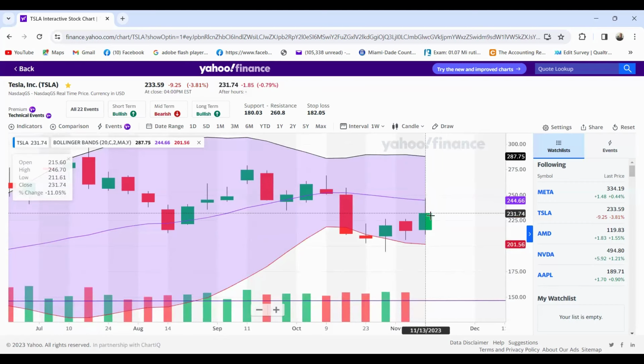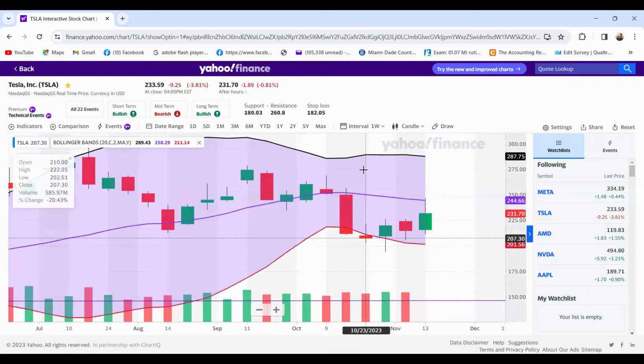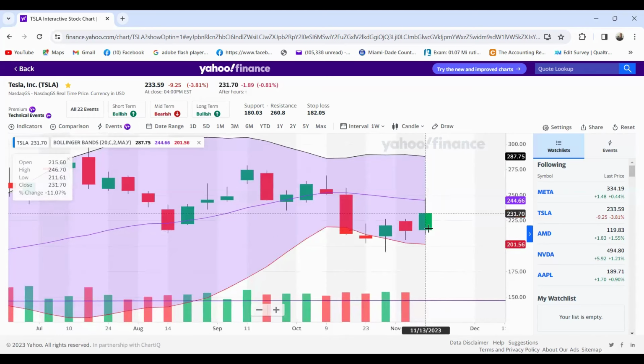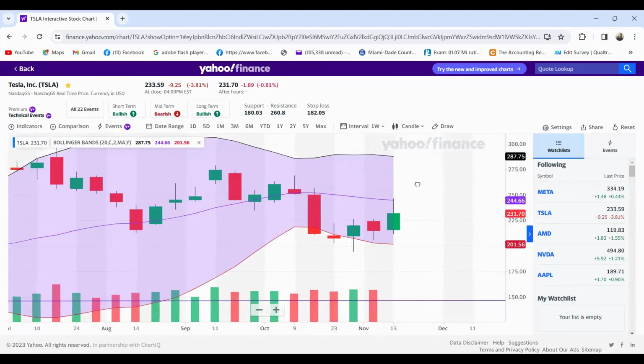Anytime we say price, the price is the candle. This candle is the price, and we have now an interval of 1 week. So that means each candle represents 1 week. So the last green candle you see here is for 1 week.